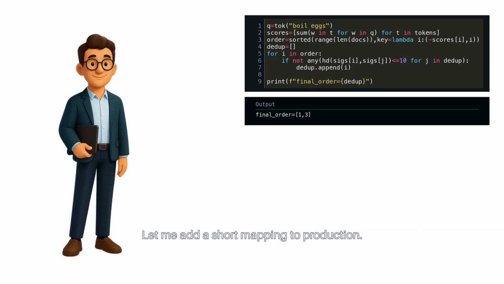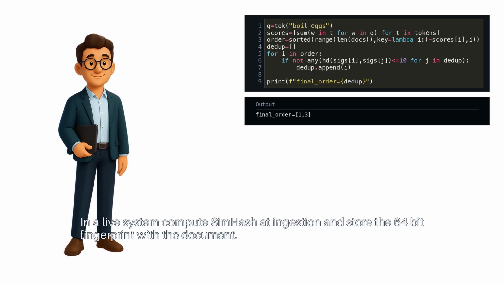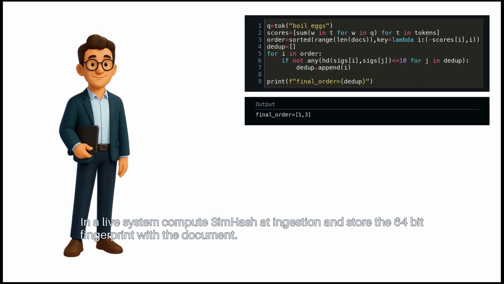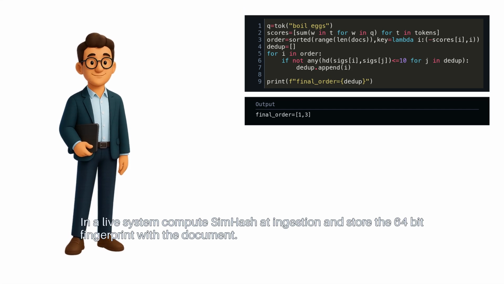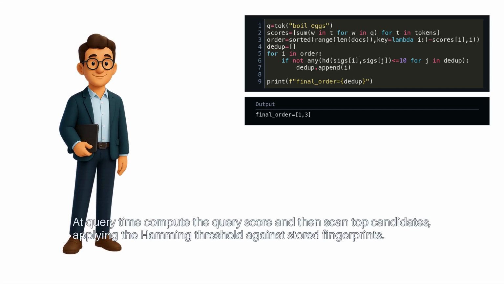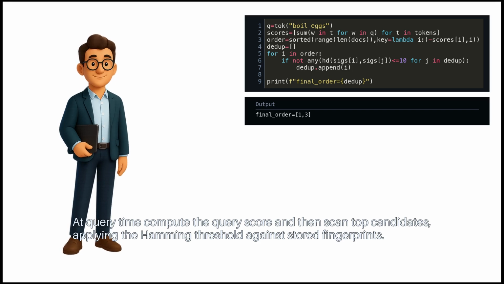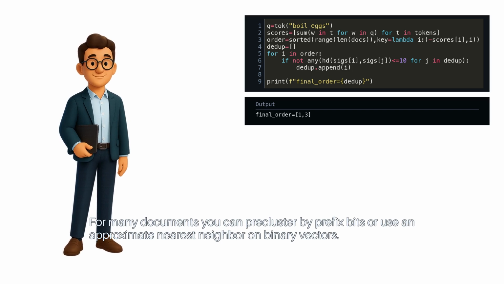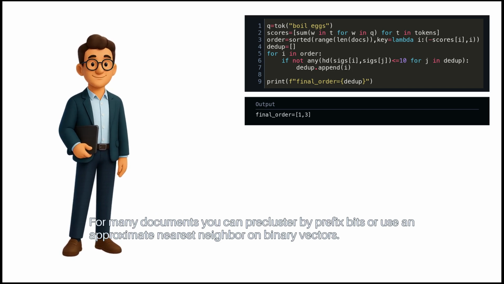Let me add a short mapping to production. In a live system, compute SimHash at ingestion and store the 64-bit fingerprint with the document. At query time, compute the query score and then scan top candidates, applying the Hamming threshold against stored fingerprints. For many documents, you can pre-cluster by prefix bits or use an approximate nearest neighbor on binary vectors.